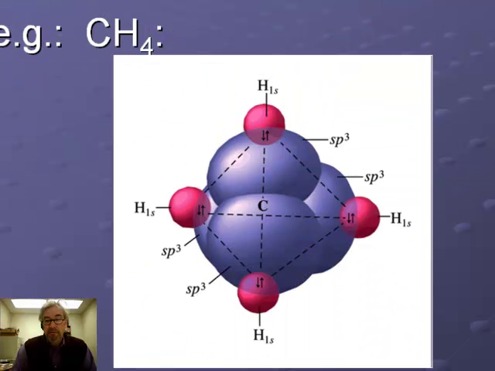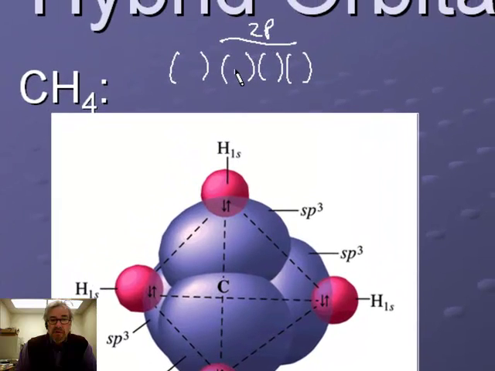So here's carbon in CH4. This is shown with the hybrid orbitals, the sp3 orbitals in place. What does it look like with orbital notation? Ordinary carbon has 2p with 2 electrons in it and a 2s that has 2 electrons in it in a single orbital.